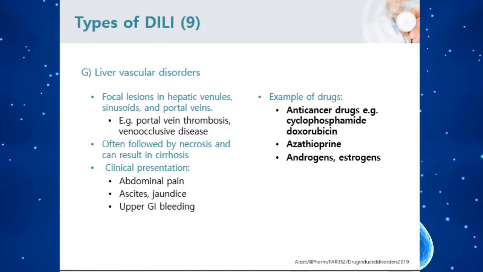Liver vascular disorders. This is when the patient has a focal lesion in hepatic venules, sinusoids, or portal veins. So it does not affect the liver cell itself, but it affects the vascular system around the liver. For example, portal vein thrombosis or veno-occlusive disease. This condition is often followed by necrosis and can result in cirrhosis later. The clinical presentation is abdominal pain, ascites, jaundice, and upper GI bleeding. These are the drugs that might cause these vascular disorders.